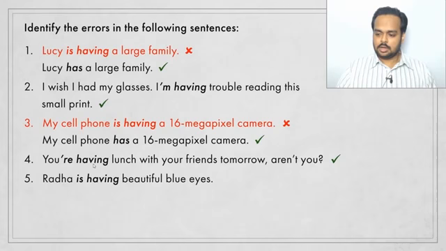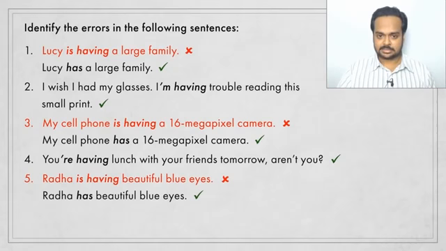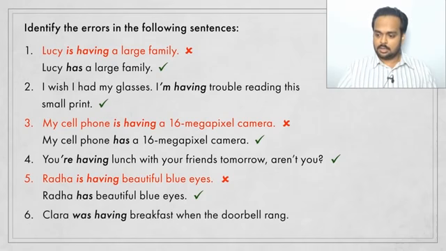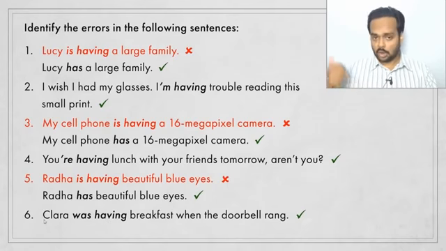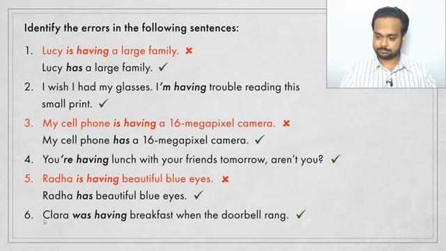Number 5, Radha is having beautiful blue eyes. Yes or no? No. Radha has beautiful blue eyes is correct because that is a characteristic, a feature of her body. Number 6. Clara was having breakfast when the doorbell rang. This should be easy for you. This is correct because we mean Clara was eating breakfast when the doorbell rang. And here you see having used in a past sense. Clara was having breakfast. That's also okay.